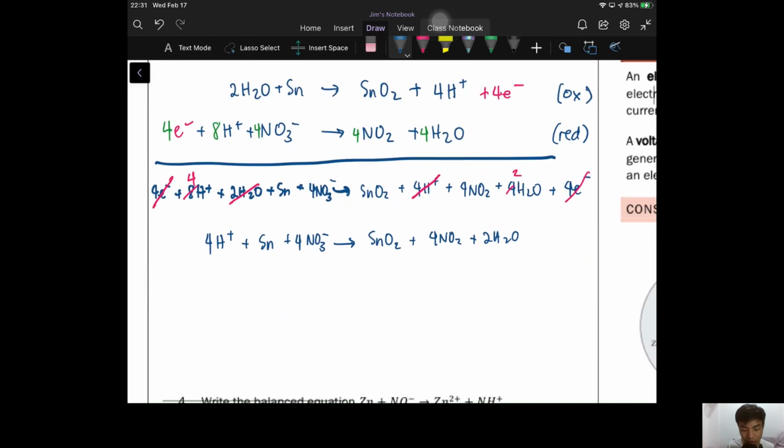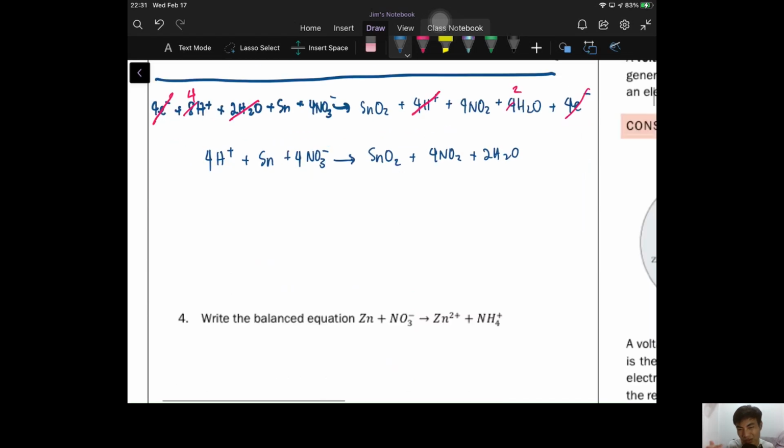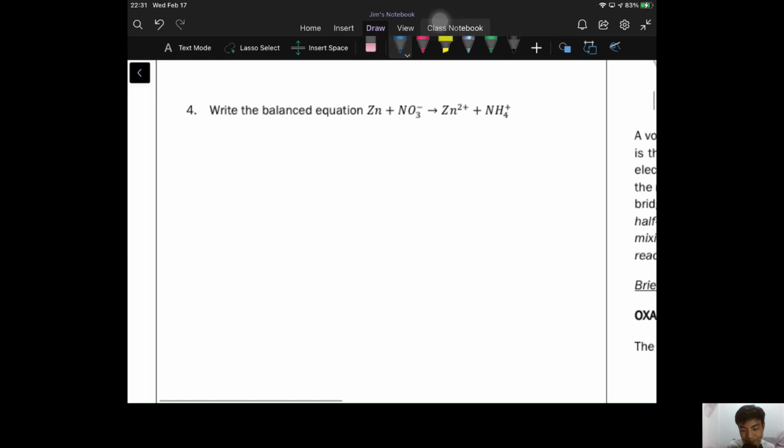Okay? So, tignan nyo to. Nasa left side yung H plus, nasa right side yung H2O. So, always magkasaliwaan sila, no? There must be always in the opposite direction. Yung isa nasa left, isa nasa right, or vice versa. Hindi pwedeng pareha sila nandun sa side na yun. So, yun yung technique na na-develop ko, no? Nung inaaral ko to. Okay, so let's have number 4, write the balanced equation.